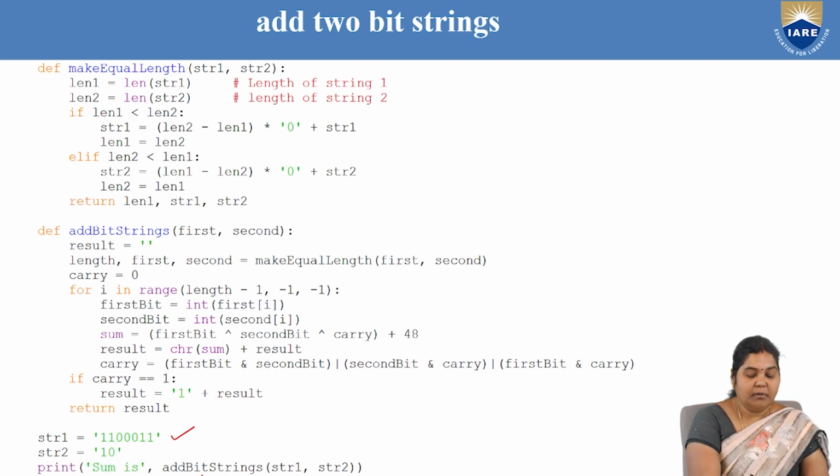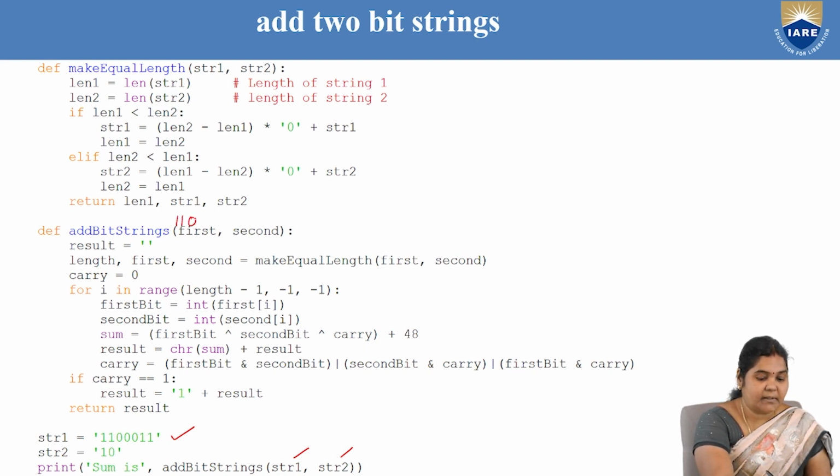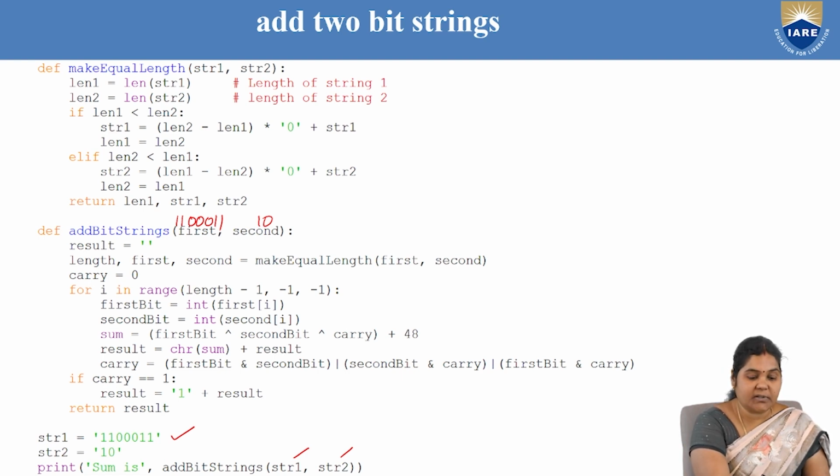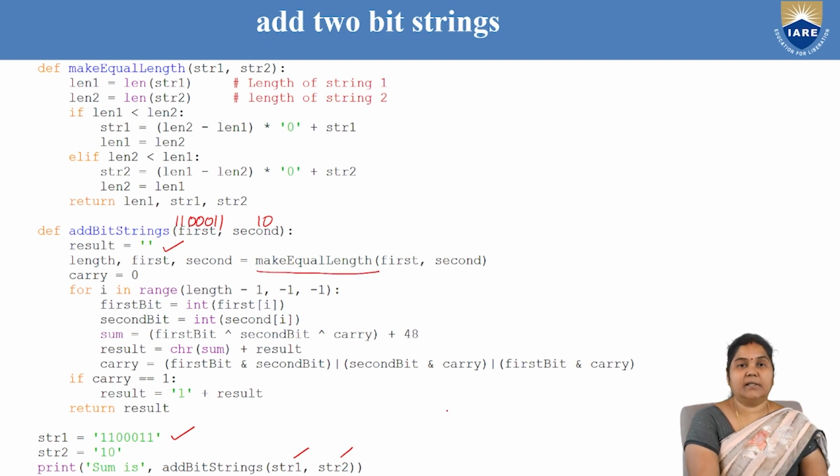Now, we are calling the procedure add bit string, and we pass string 1 and string 2. String 1 is 110011 and this is our 10. Two strings we have passed, so we have to get the resultant string. Let us say initially the resultant string is empty. First of all, we have to make them equal length. So we are calling a method called make equal length.